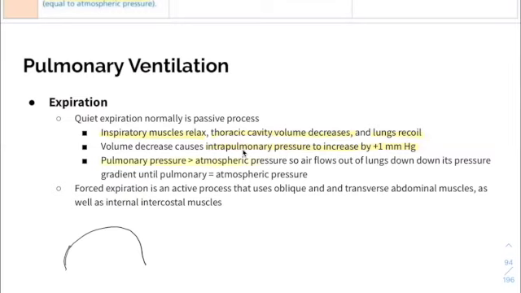We've now reached the point where pulmonary pressure is greater than atmospheric pressure, and that's where the air leaves the lungs. We want to get our pressure gradient back to where atmospheric pressure and the pulmonary pressure in the lungs are equal again.